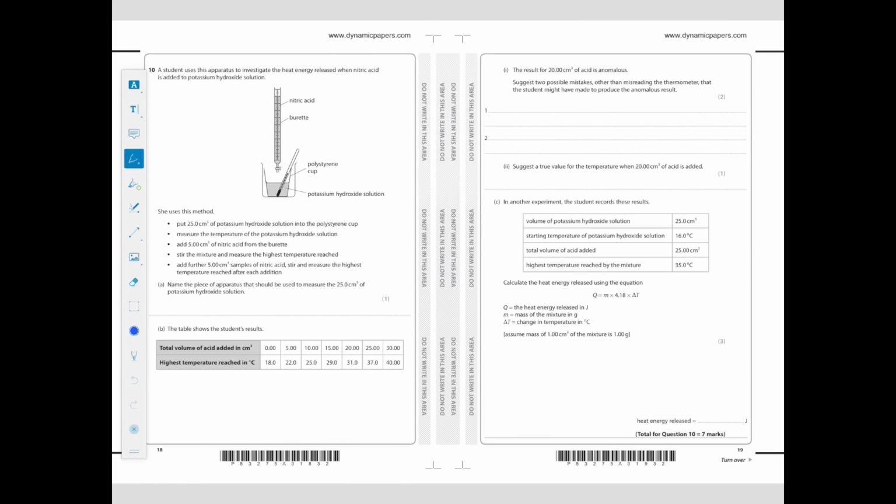Suggest a true value for the temperature when 20 centimeters cubed of acid is added. So let's have a look. You kind of want somewhere that sits between 29 and 37. So I'd probably go in at 33.